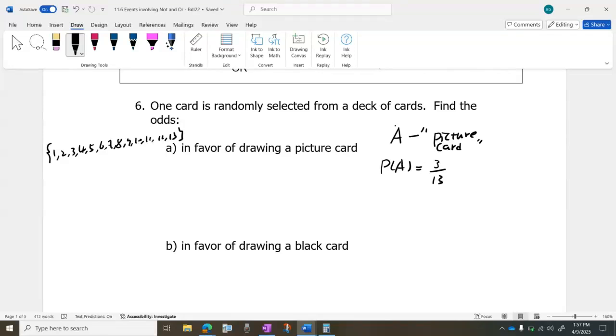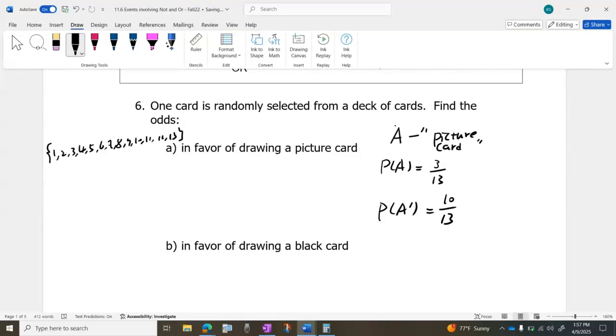Among the 13 numbers, 11, 12, 13, they are picture cards, so 3 over 13. 3 over 13 is the probability of A. Then the probability of A prime would be 10 over 13, right? Yeah, the two probabilities must add up to 1.